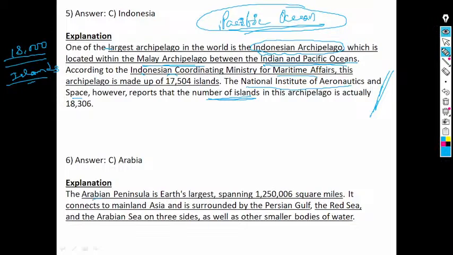The Arabian Peninsula is the earth's largest, spanning near about 12 lakh 50,000 square miles. It connects to mainland Asia and is surrounded by the Persian Gulf, the Red Sea, and the Arabian Sea on three sides, as well as other small bodies of water.